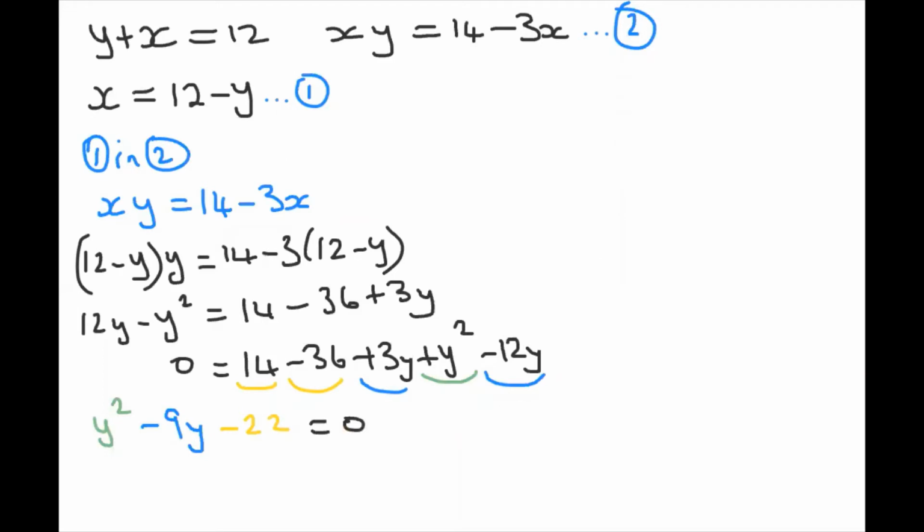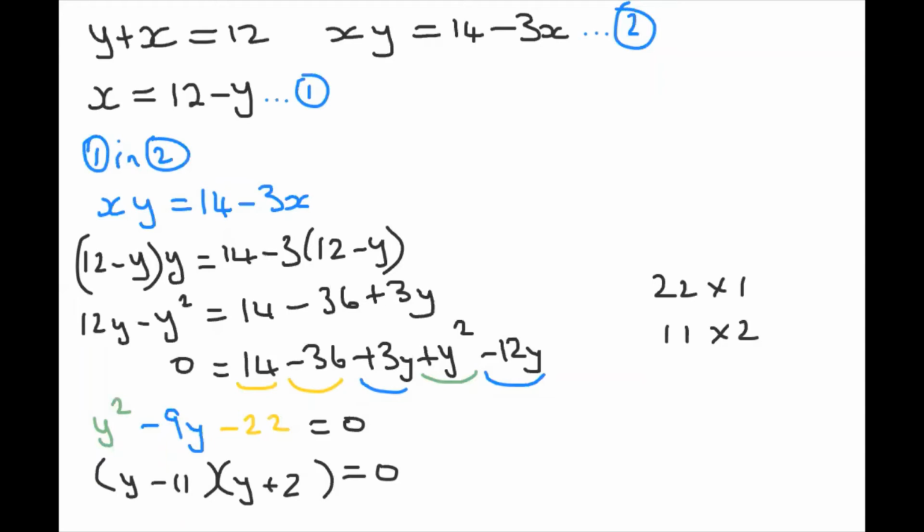Let's see if we can factorize this. So that's y. 22 is either 22 times 1 or 2 times 11. That looks better. 11 times 2 and a minus and a plus. That looks good. So the answer is y equals 11 or y equals minus 2. Okay, let's call this equation 3.